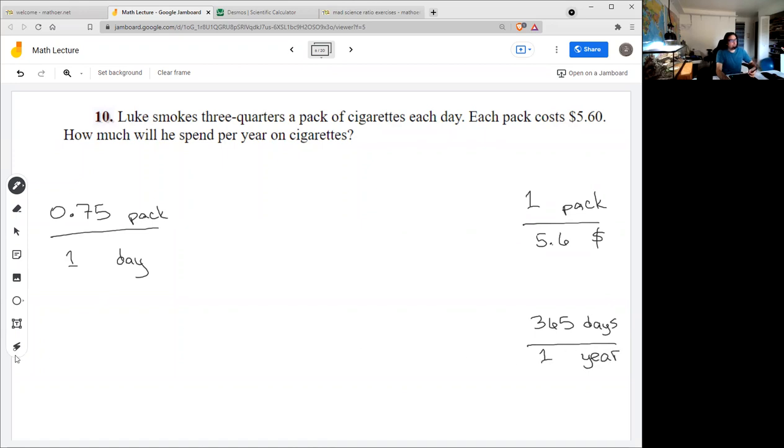So I will leave it up to you to finish this one. I've purposefully made it where one of these is going to work great and the other one will need flipping over, but you can put it together the right way and it will come out with dollars because we want to know how much he will spend. So put those right here and right here and then find out what the answer is.